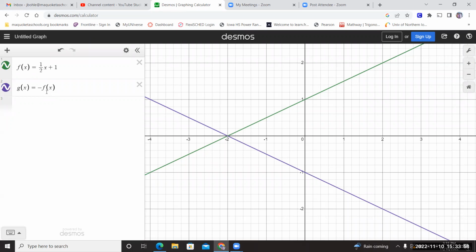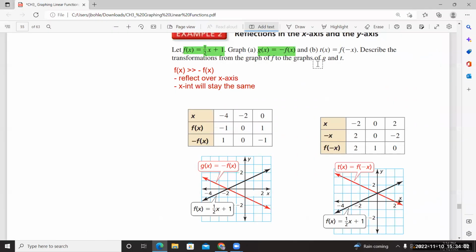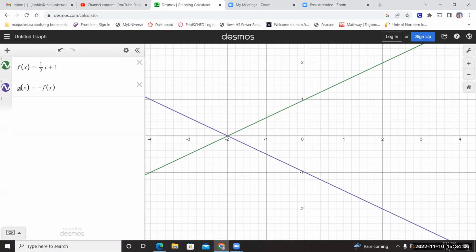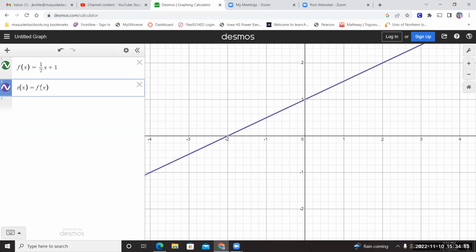Okay, so now as I look at this here, we're going to do the same thing, but now I am going to have a function called t of x. And t of x is going to be the same as f of x, but instead of just plugging in the x value, I'm going to plug in the opposite of whatever x value I have. So we're going to look from green line to purple line. So what happens here is we have a reflection over the y-axis.